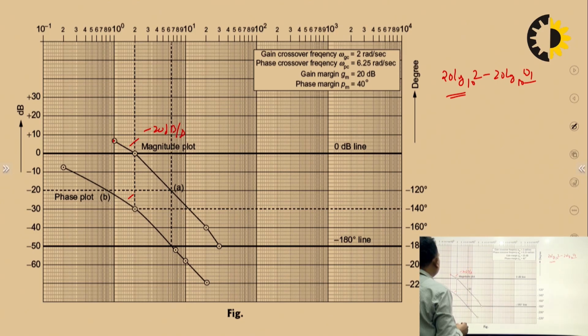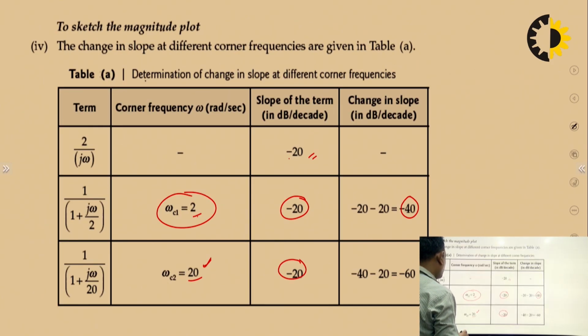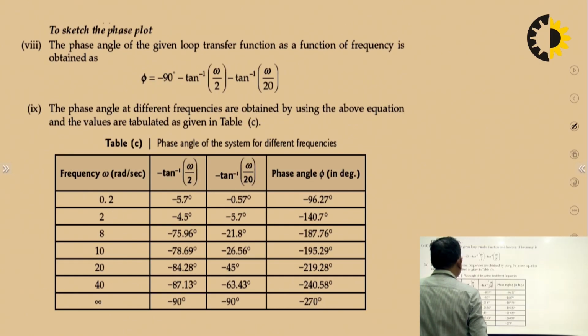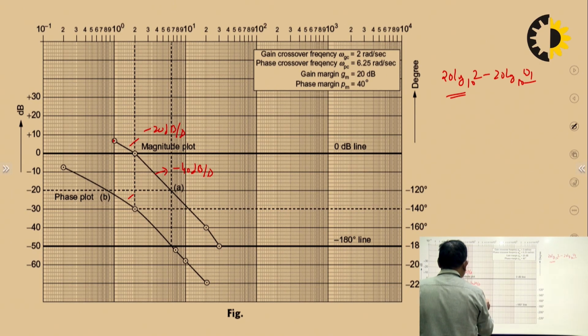What happens at frequency 2? Another pole occurs, so now the slope becomes minus 40 dB per decade, and at corner frequency 20, another slope of minus 20 dB per decade is added, so it becomes minus 60 dB per decade.